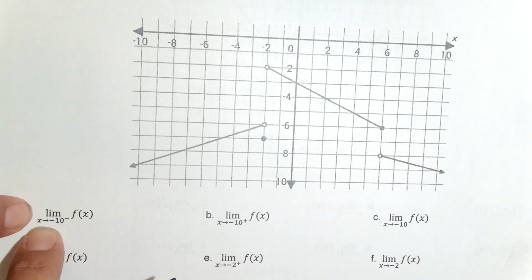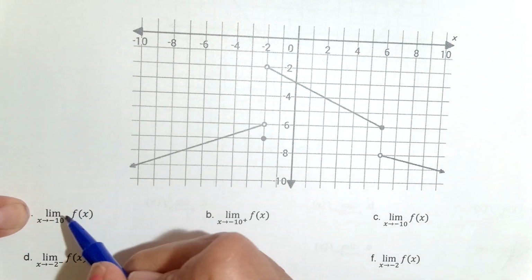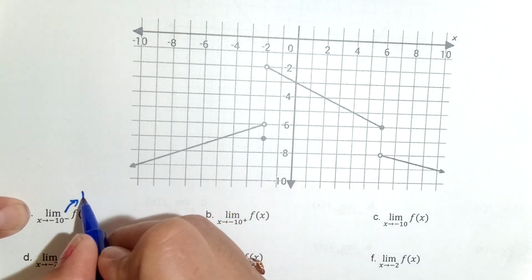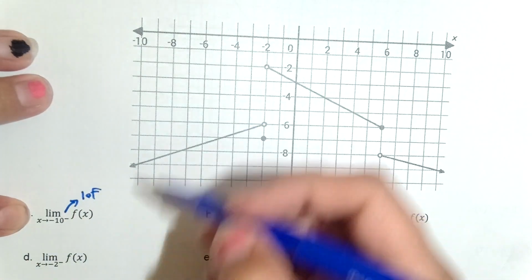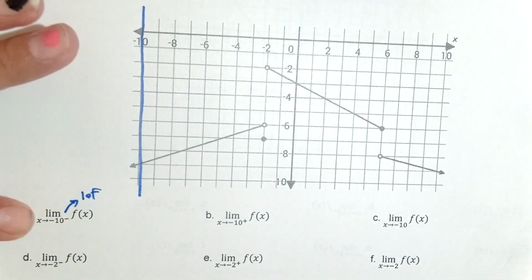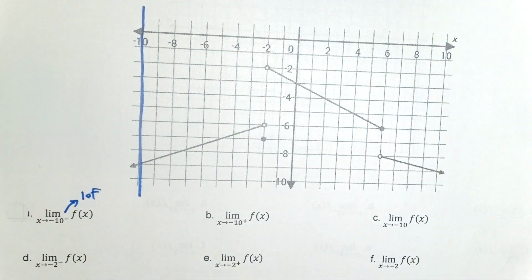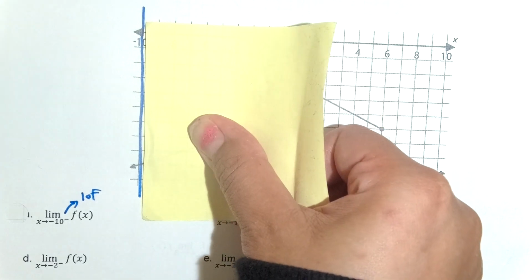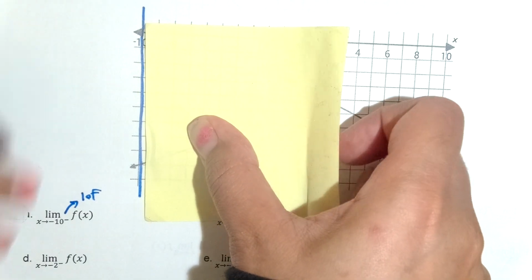So for the first one, this is negative 10 from the left. Remember, this minus sign means from the left. So I'm going to draw my line at negative 10. And I'm only going to look at that left side of the graph. Okay? I don't care about the right side.